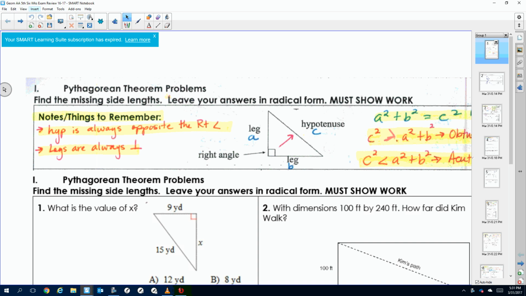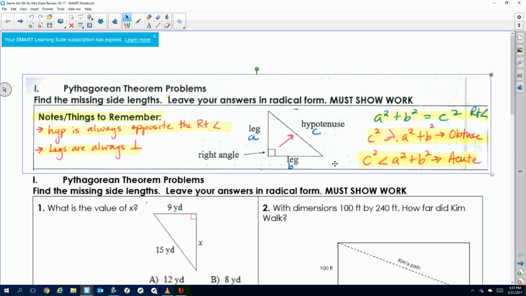So, things to remember for the first section on the Pythagorean theorem. Make sure you know the hypotenuse is always opposite the right angle. Your legs are always perpendicular. They make the box. Just in case they ask you to determine obtuse and acute, that's the rule we have up here. The hypotenuse, the biggest number squared: if it makes a triangle, c squared is always greater than a squared plus b squared.